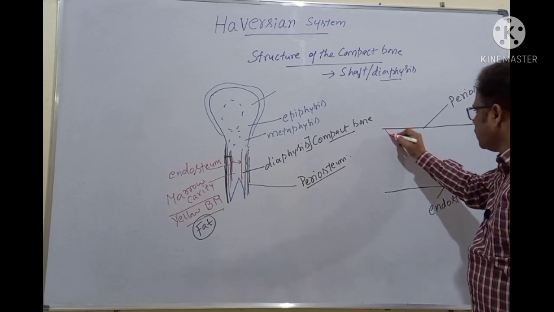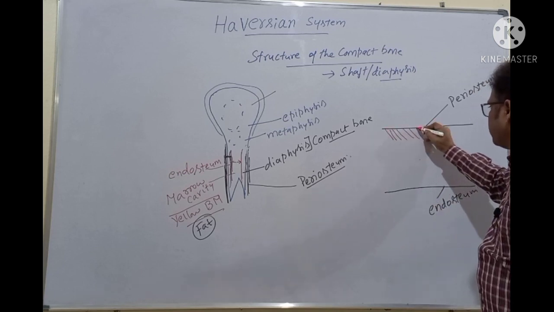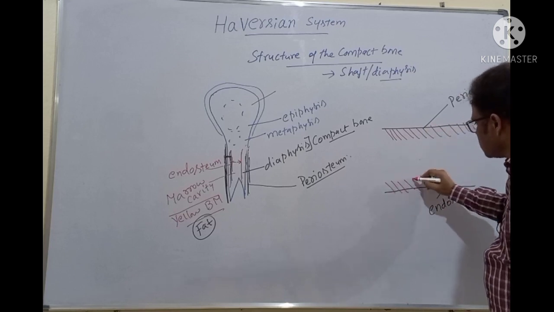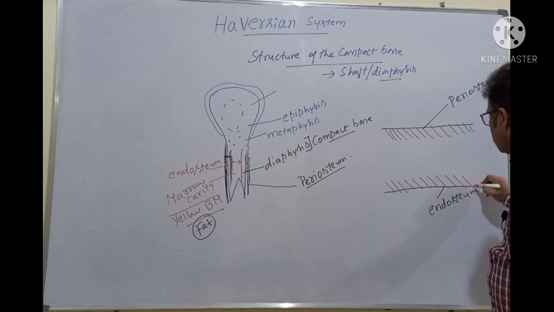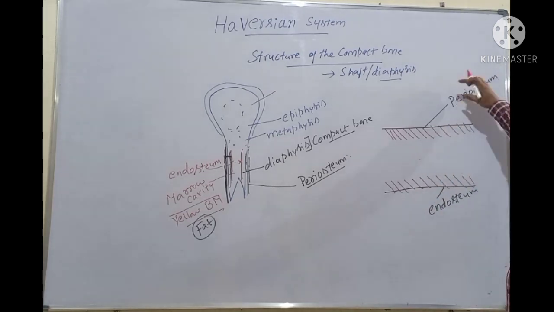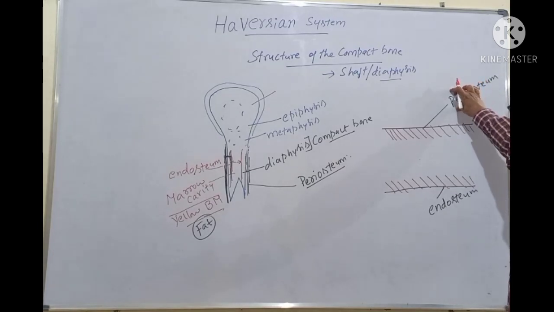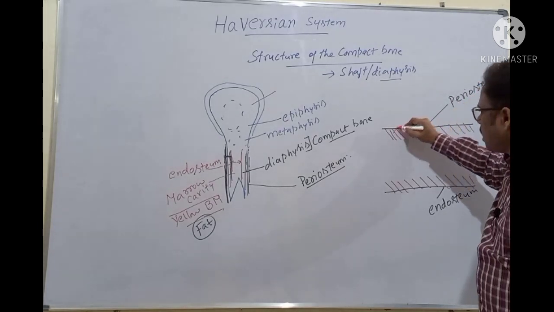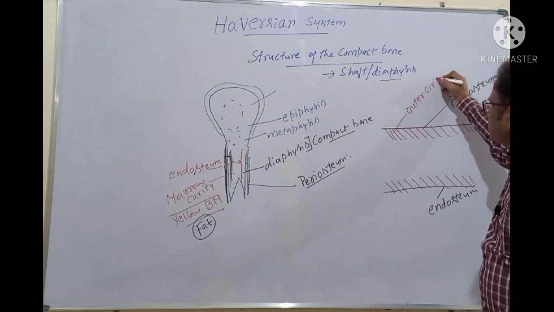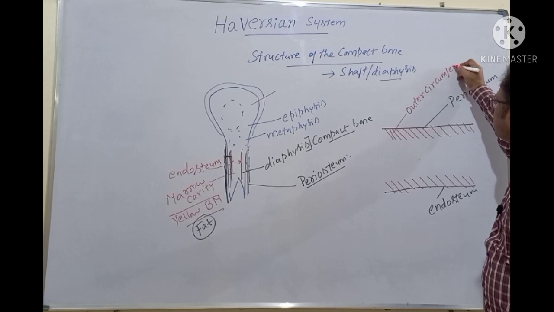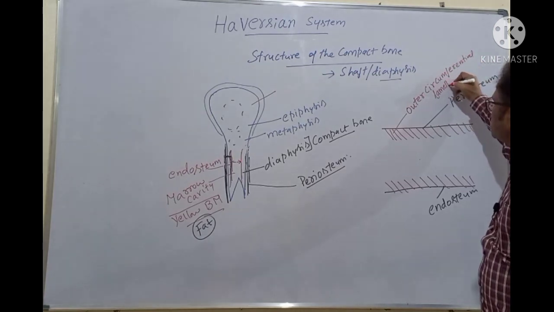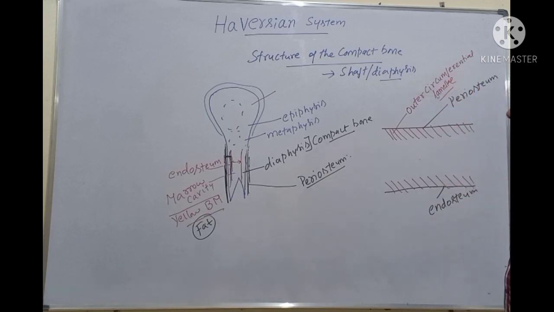Bone lamellae here. Here also the bone lamellae is present. Dense bone lamellae. The lamellae present just adjacent to, just beneath, that is below the periosteum, is called the outer circumferential lamellae. So where is this outer circumferential lamellae present?